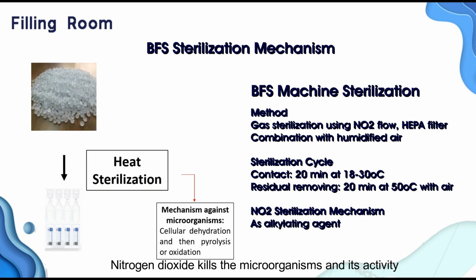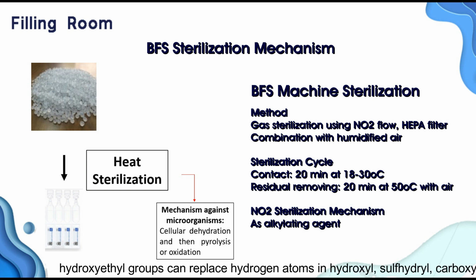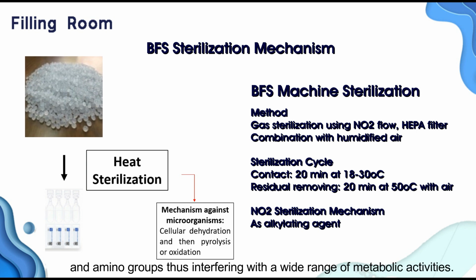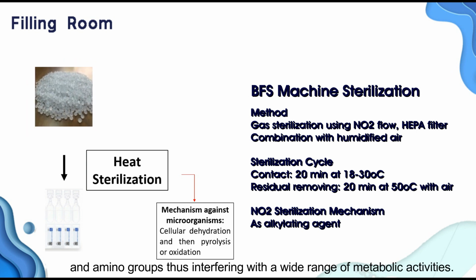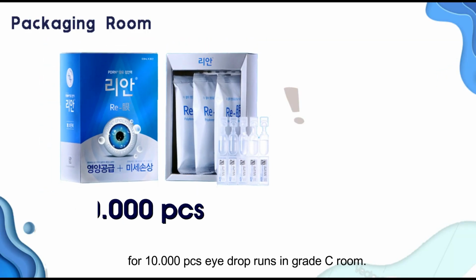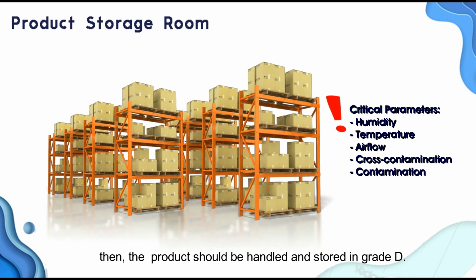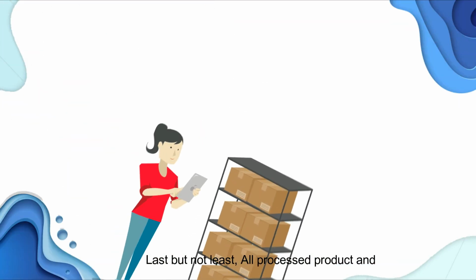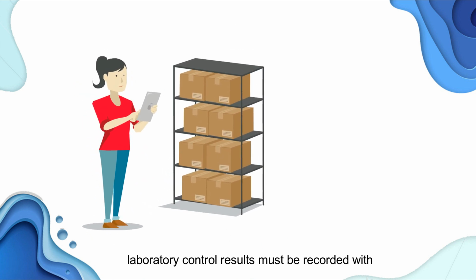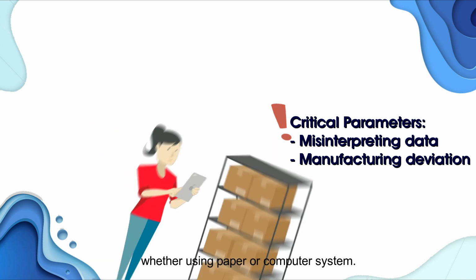Nitrogen dioxide kills microorganisms, and its activity is related to its action as an alkylating agent. Hydroxyalkyl groups can replace hydrogen atoms in hydroxyl, sulfhydryl, carboxyl, and amino groups, thus interfering with a wide range of metabolic activities. After the filling process, labeling and packaging for 10,000 pieces of eye drops run in grade C. Then the product should be handled and stored in grade D. Last but not least, all process, product, and laboratory control results must be recorded in the batch record documentation, whether using paper or a computer system.